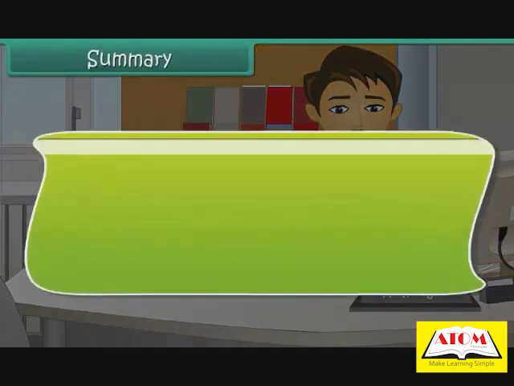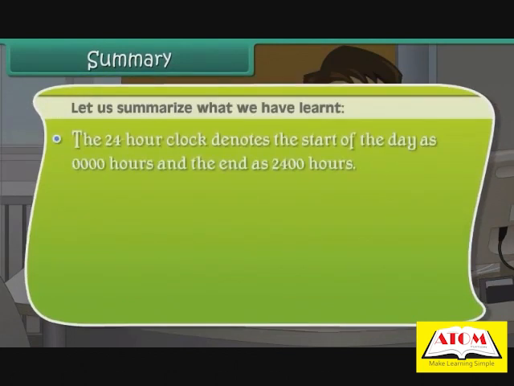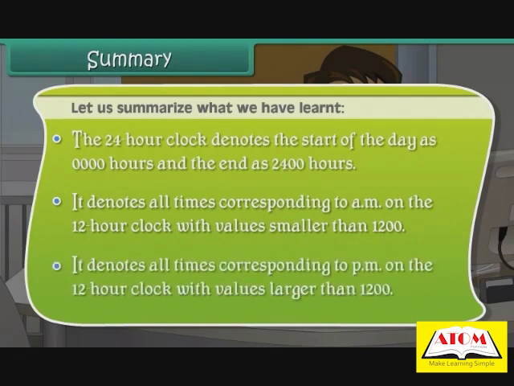Summary. Let us summarize what we have learned. The 24-hour clock denotes the start of the day as 0000 hours and the end as 2400 hours. It denotes all times corresponding to AM on the 12-hour clock with values smaller than 1200. It denotes all times corresponding to PM on the 12-hour clock with values larger than 1200.